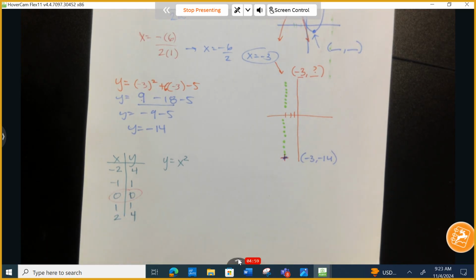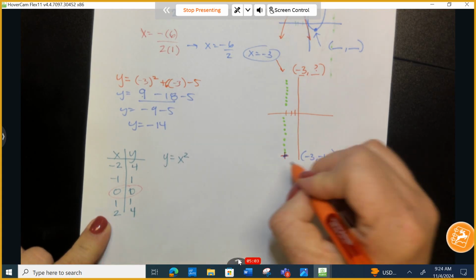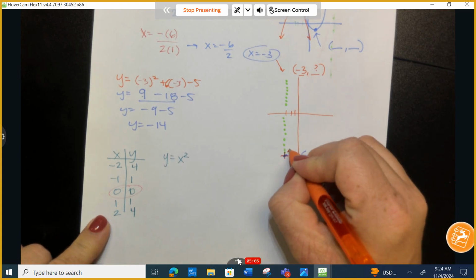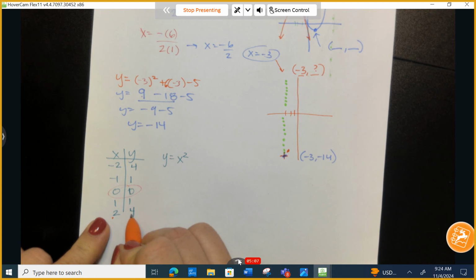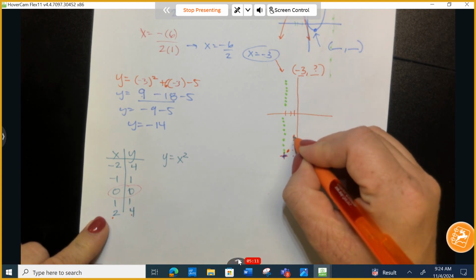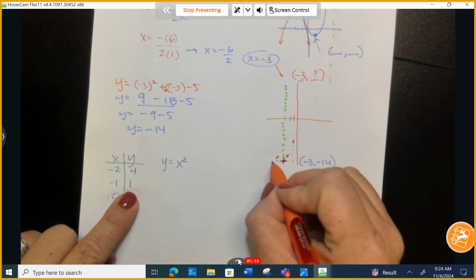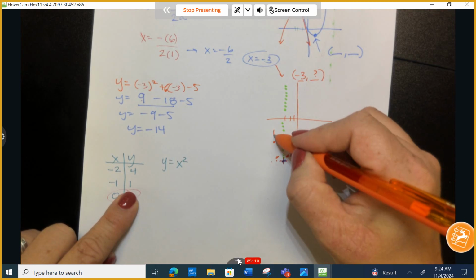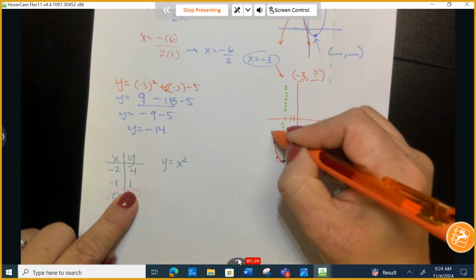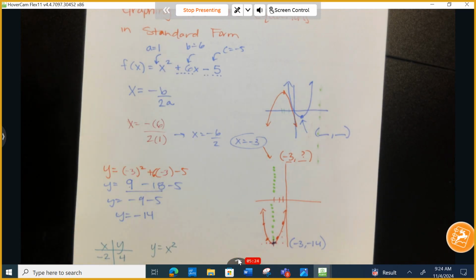So how am I going to graph this? Well, this is 0, 0. I'm going to go 1 to the right and 1 up. Then I'm going to go 2 to the right and 4 up: 1, 2, 3, 4. 1 to the left of the bullseye and 1 up, and 2 to the left and 4 up. And now I have this basic quadratic equation that models this.